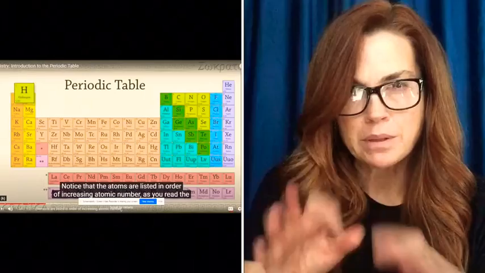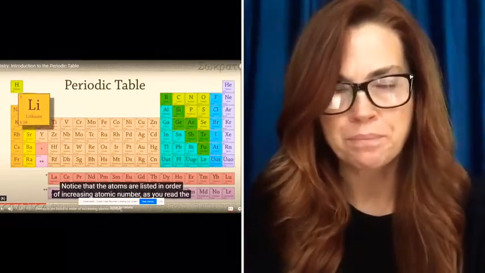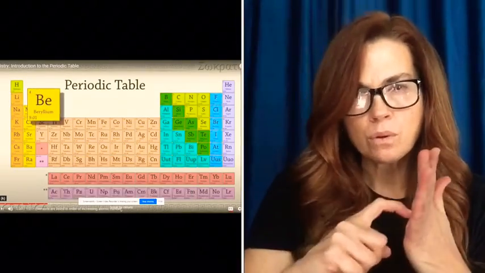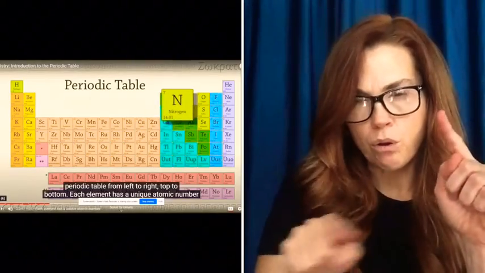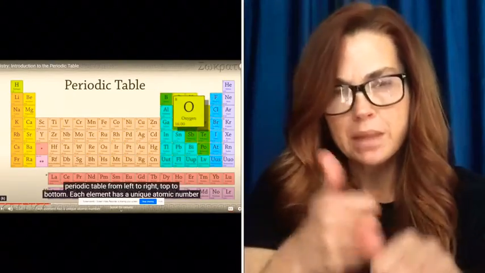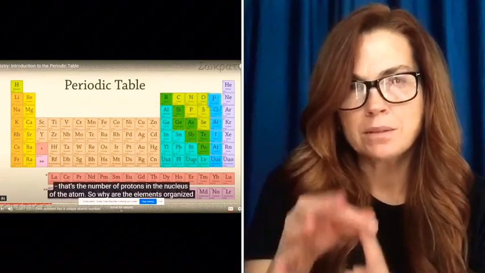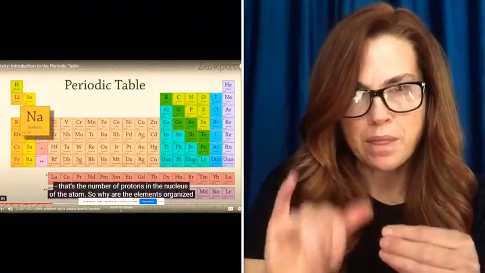Notice that the atoms are listed in order of increasing atomic number as you read the periodic table from left to right, top to bottom. Each element has a unique atomic number. That's the number of protons in the nucleus of the atom.